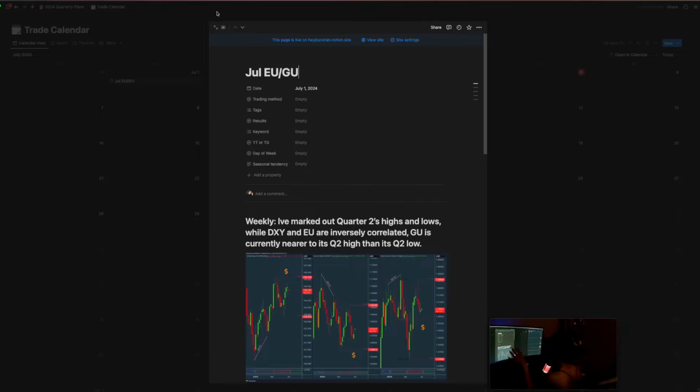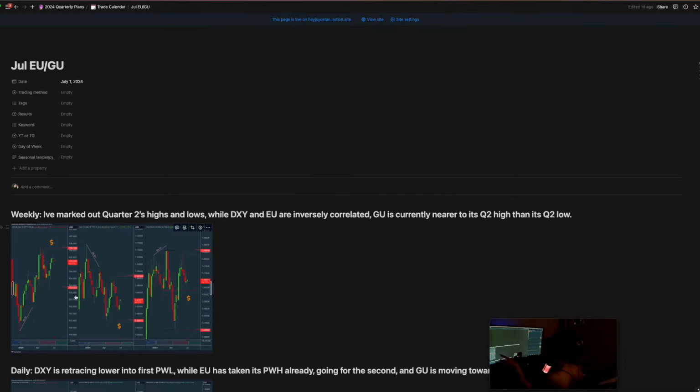Okay, so July, we'll start off with EU, GU, and DXY. So currently, I am unable to pick which market I want to trade on until I see something in these 3 charts together. So for example, on the weekly, I have marked out quarter 2's highs and lows. While DXY and EU are inversely correlated, which means they are following the plan of each other, GU is currently nearer to its Q2 high than its Q2 low.